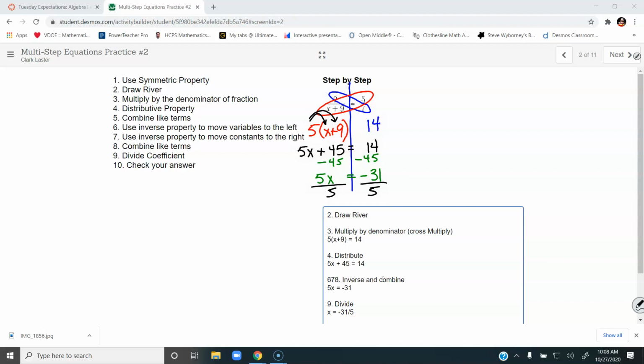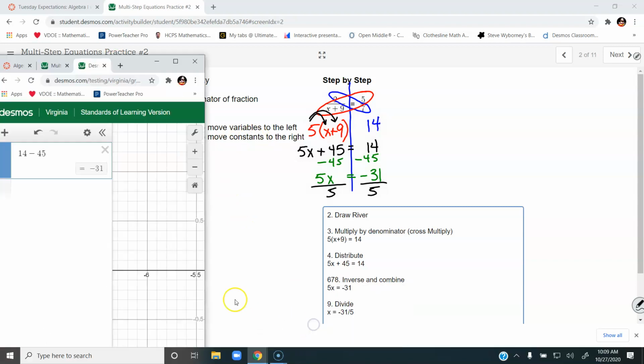So now we're going to go ahead and check the problem. Now remember, when you check the problem, you're not going to get the answer negative 31 fifths. You're going to see that your equation is balanced on both sides.